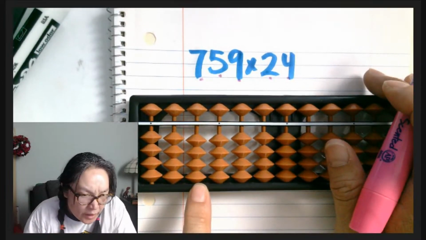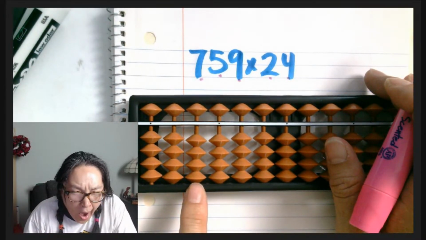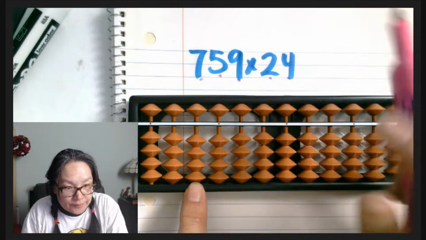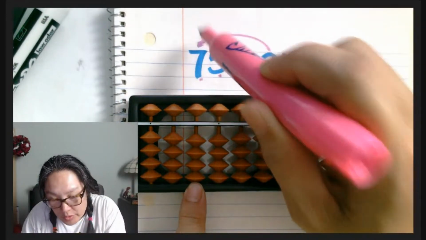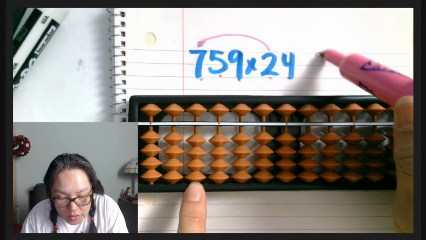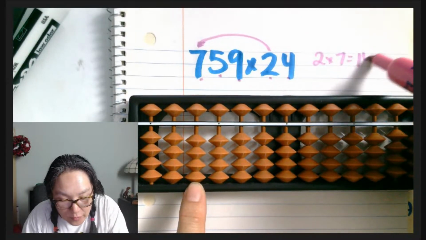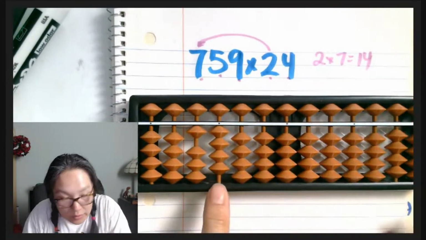So the first thing we're going to do is we're going to do left first. So we're going to do 2 times 7. 2 times 7 is equal to 14. I add 1, I add 4.